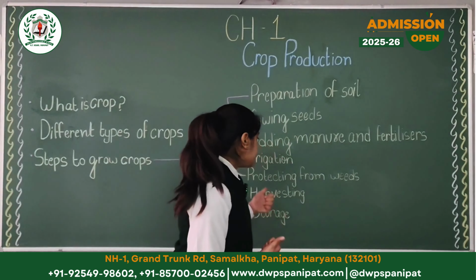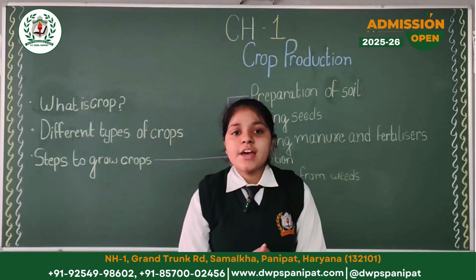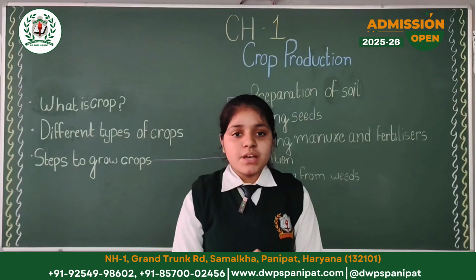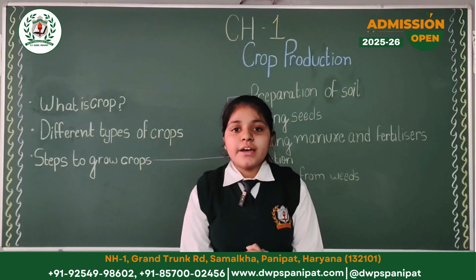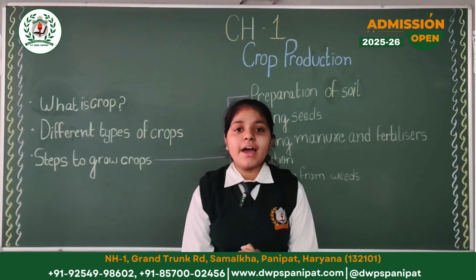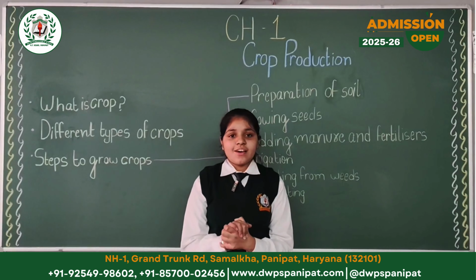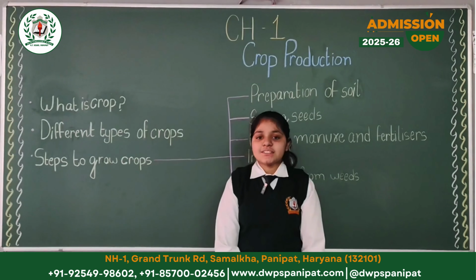The sixth topic is harvesting. Harvesting is when the cultivated crops are cut after their maturation. Let's come on to the last topic, that is storage. Farmers do storage in jute bags and metallic bins, and the large scale storage is done in silos and granaries.